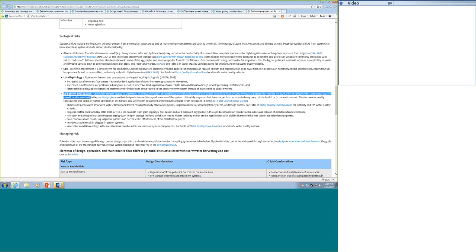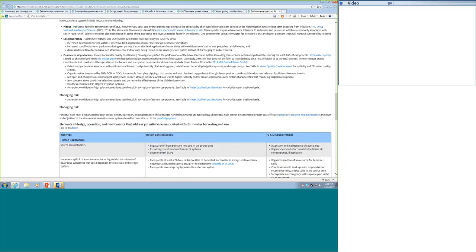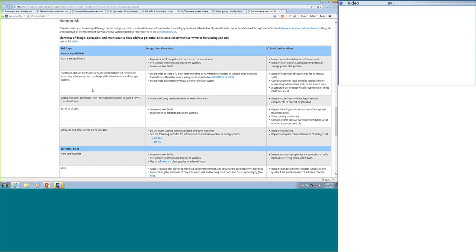And then in particular, since there's a lot of moving parts, how much do you need to treat or think about your source water in terms of equipment degradation, in terms of fouling or degrading all your pipes and components. So here we get to this table, this managing the risk. So, okay, now what can you do? What do you need to think about? So we split it into human health, ecological risk, and the different components I talked about.